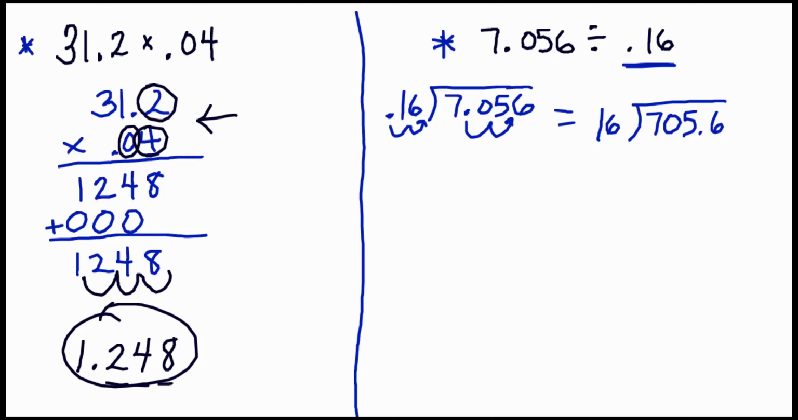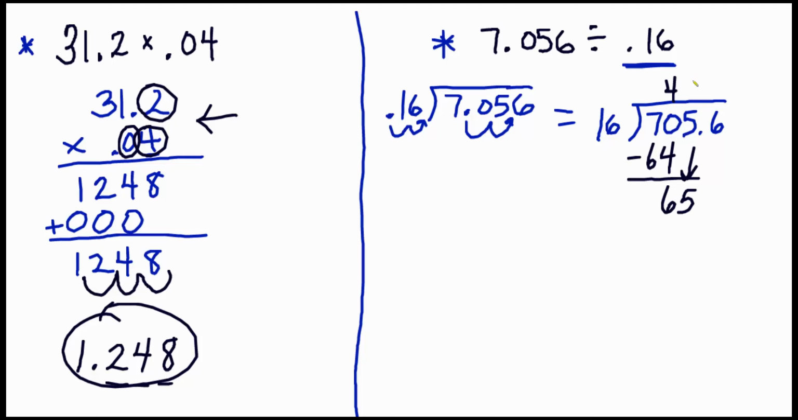Let's go ahead and begin the division now. So I'm looking at 16 into 70. That's going to be 4 times. Then I do 4 times 16, which is 64. I subtract. I get 6. I bring down my 5, and then I start the process over again.